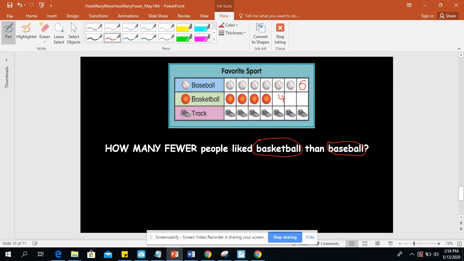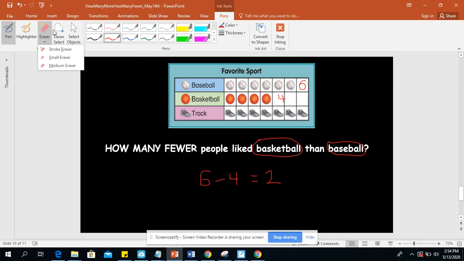We know that fewer people chose basketball because 4 is less than 6. But how many fewer people chose basketball than baseball? Well, again, we can subtract. Take the bigger number, 6, take away 4, equals 2. So the answer is 2. 2 fewer people chose basketball than baseball.